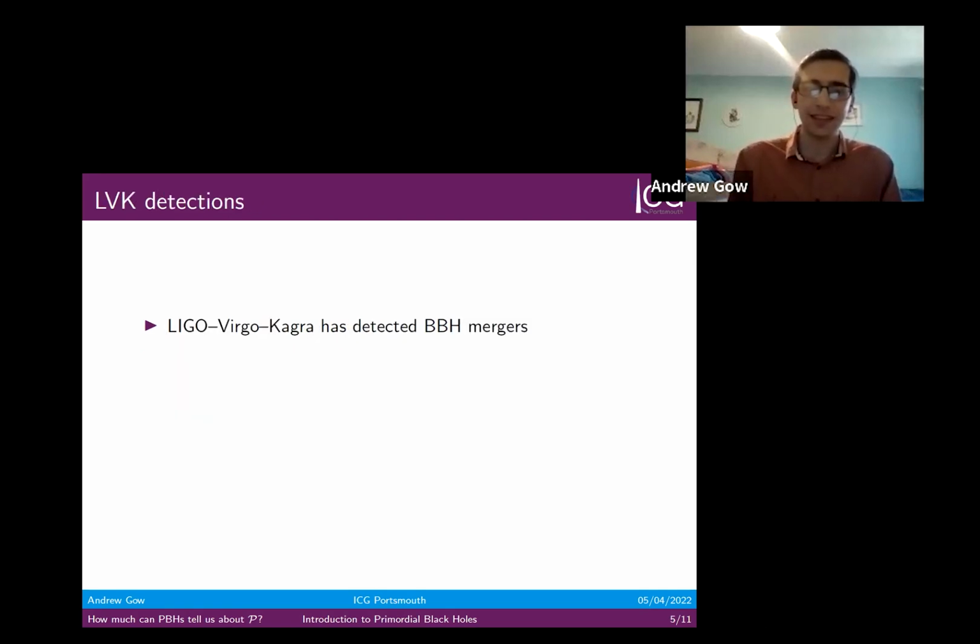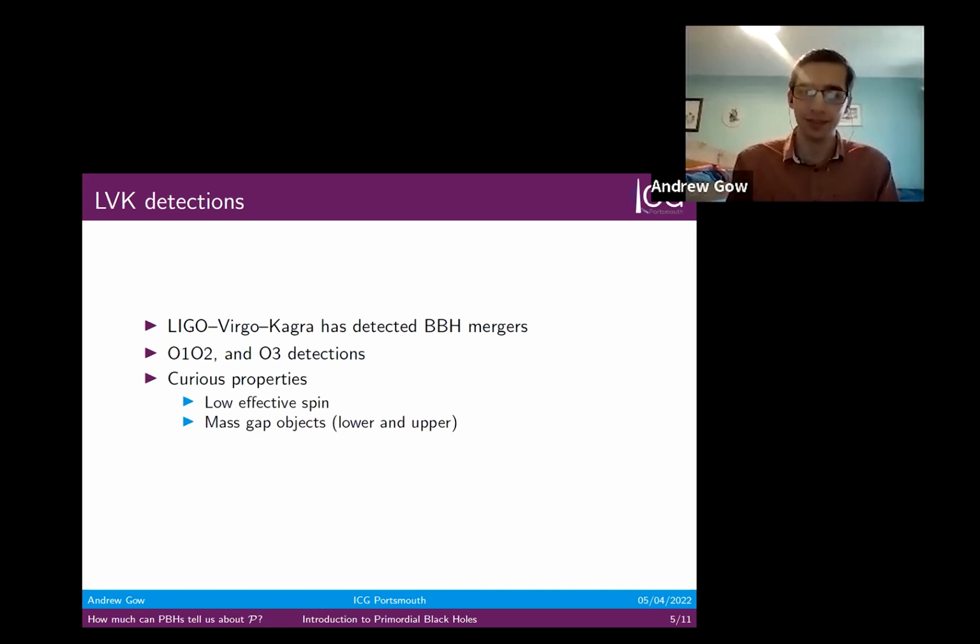So the LVK detection. LIGO-Virgo-KAGRA have detected a number of binary black hole mergers. There's now 3 observing runs of detections that have been released, and these have some curious properties. So 2 of these I'll highlight. One is the low effective spin. This is a parameter that couples the intrinsic spin of the black holes to their orbital angular momentum. And many of the events LIGO sees have this parameter being very low. There's some ways you could make this work, but the easiest way is to make the intrinsic spin low. And for primordial black holes, we do expect them to form with low intrinsic spin, whereas astrophysically, we might not expect this.